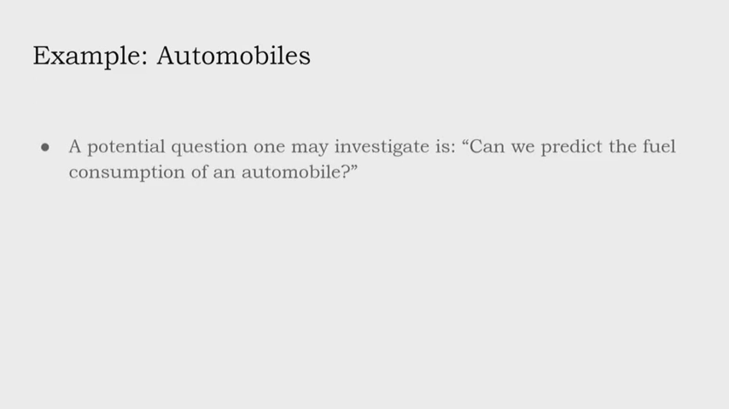Okay, so now we have two examples. The first one is about automobiles. Let's assume that we have a data set related to automobiles, and we have to solve one question. This is the potential question: we'll have to predict the fuel consumption of an automobile. So what do you think should be present in our data set? What are the data points that our data set should contain so that we can make this prediction?